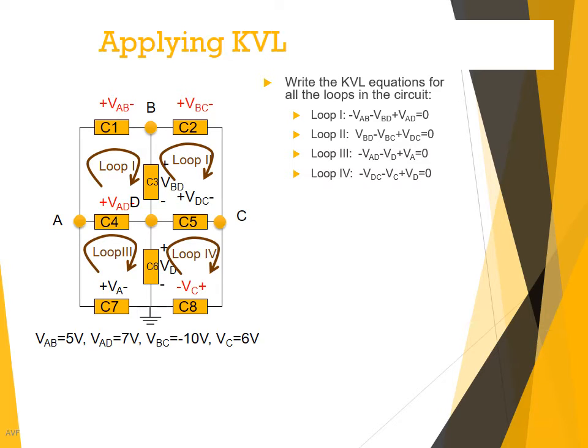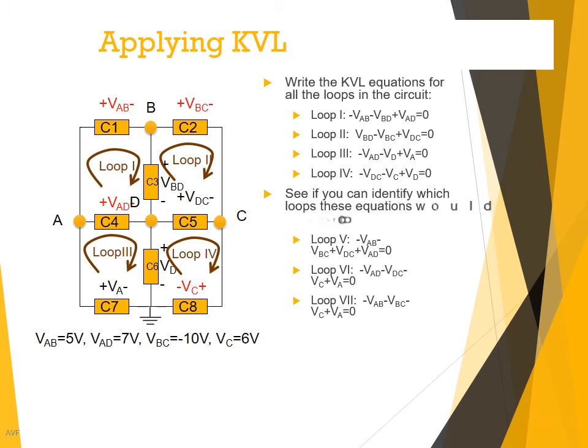Loop 2 is VBD minus VBC plus VDC is equal to 0, and loop 3 and loop 4 are consistent with that direction of motion. Now, see if you can identify which loops these equations would correspond to. And if you print out this page, you can even draw it on the circuit just to see if your understanding of how to go around a loop and how to add up voltage rises and voltage falls is correct.